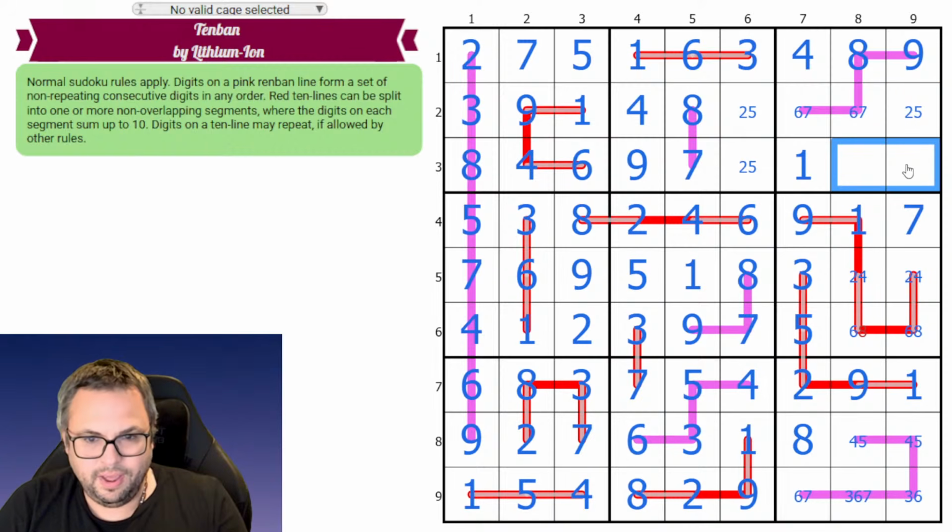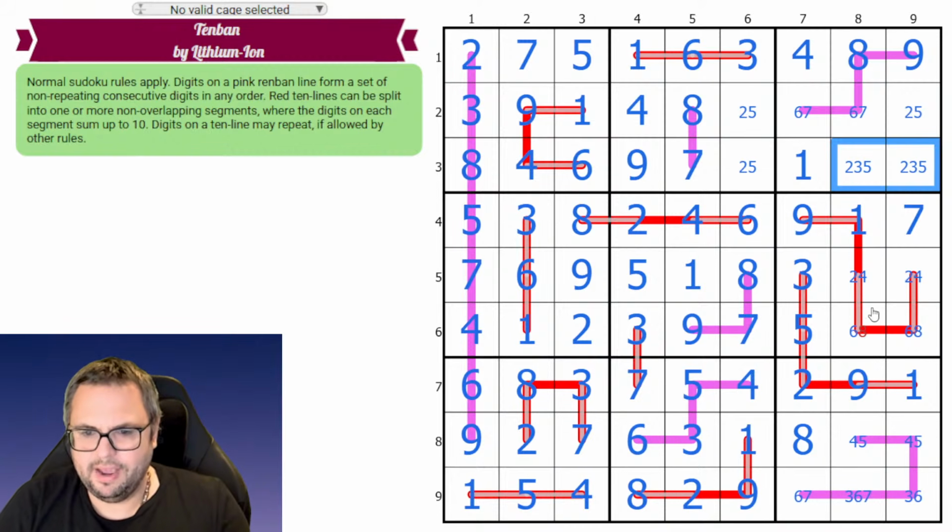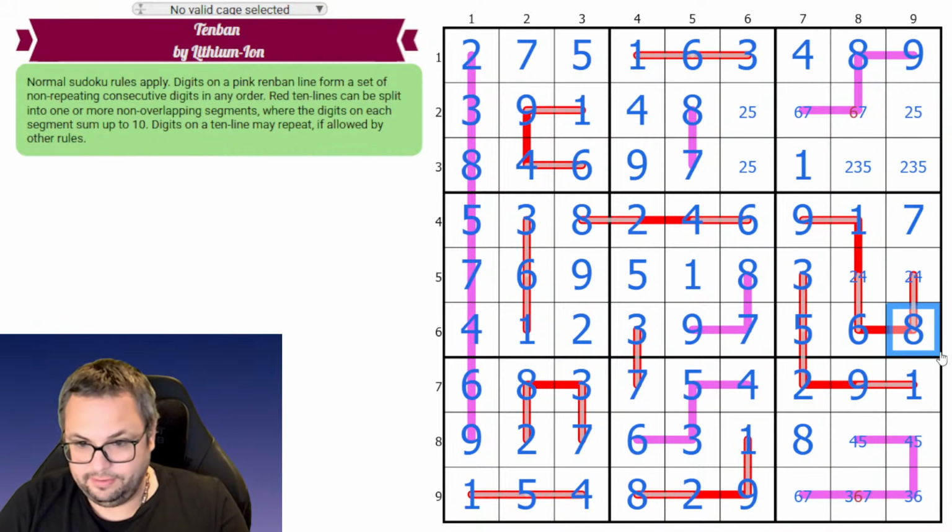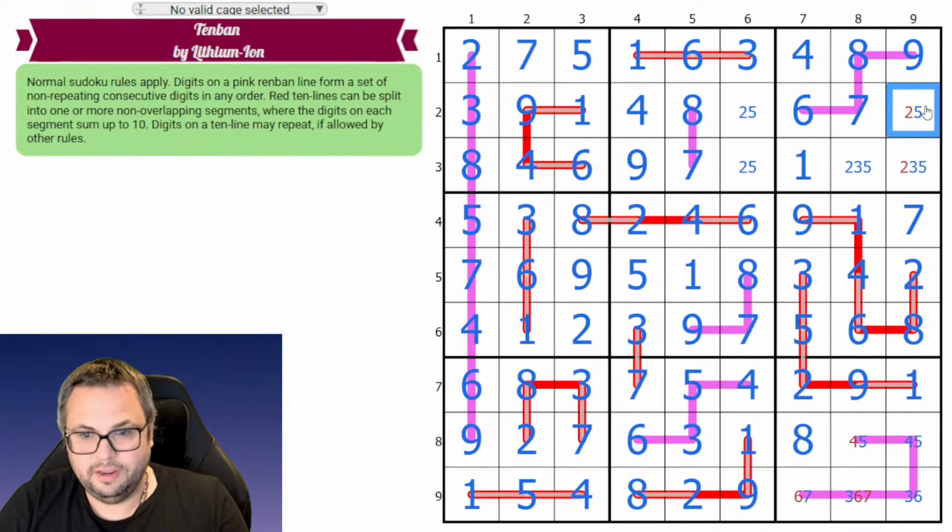Let's see. This is a 2 or a 5. These are 2, 5, and the other one? 3? 2, 3, 5. Okay. Oh, and this apparently has made this a 6 and an 8, and a 4 and a 2. Okay, that seems to unravel this.